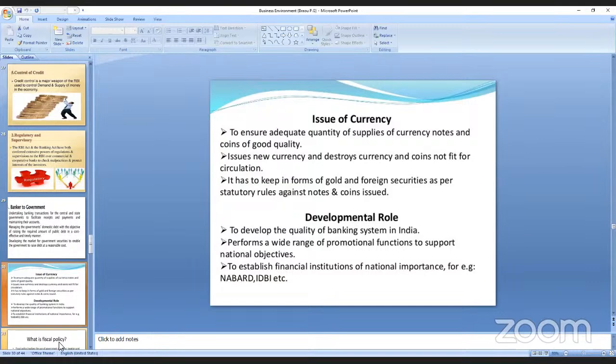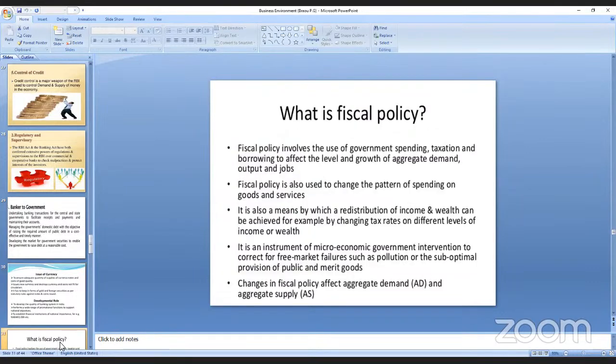And next is fiscal policy. What is fiscal policy? Fiscal policy involves the use of government spending, taxation and borrowing to affect the level and growth of aggregate demand, output and jobs. So it involves the use of government: what it is spending, what it is borrowing, and the effect on the level of growth and aggregate demand for output.